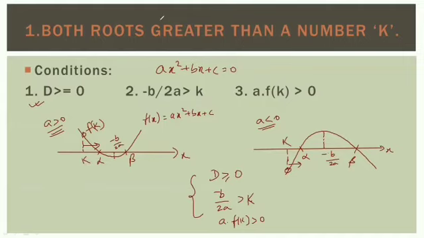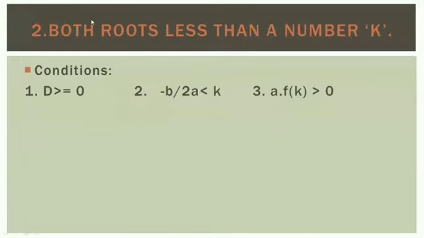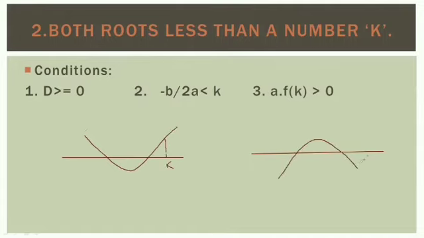Let's move on to the next condition. So the next condition is when both the roots will be less than a given number k. So for both the roots to be less than a given number k, the graph will look like this in the first case and this in the second case. Okay, in this case, a is greater than 0. In this case, a is less than 0. And f(x) is obviously ax square plus bx plus c. And we are solving f(x) equal to 0.